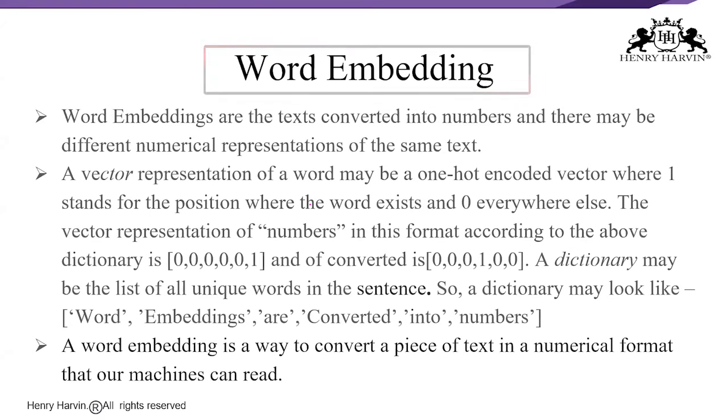Now let us try to understand what word embeddings are. Word embeddings are text converted into numbers. As I told you, a machine is not able to understand text, so it has to be converted into numbers. And there may be different numerical representations of the same text. I think it is clear why we are going ahead with this word embedding technique.